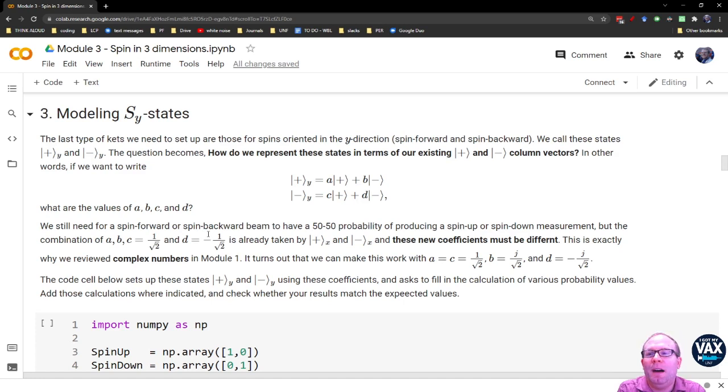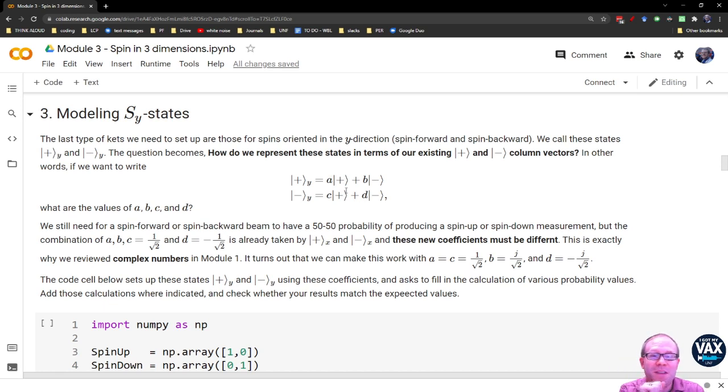Next, we extend that model to the SY states. So you might call these spin forward and spin backward. That's the only direction that's left for us in 3D space. And again, we need to represent these in terms of our existing spin up and spin down state. So we need to figure out another set of A, B, C, and D.